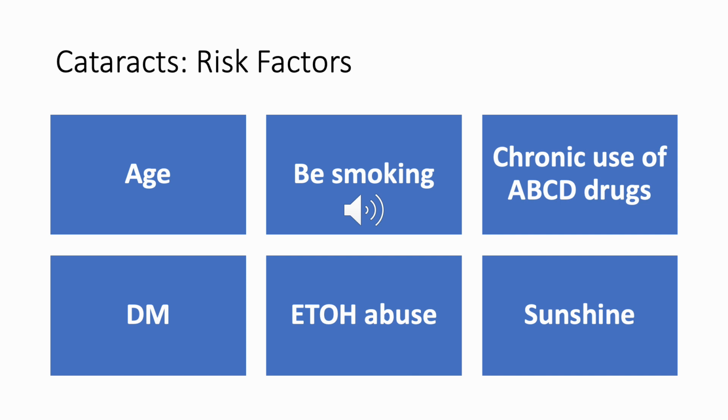Your risk factors for cataracts, you can remember by the mnemonic A, B, C, D, E. So age, advanced age, so as people age, they can get cataracts. B is for smoking, I had to use that for the mnemonic to work. So people that smoke are going to be at risk. C is chronic use of the drugs I just presented in the previous slide, D is diabetes, E is alcohol abuse, and too much sunshine.